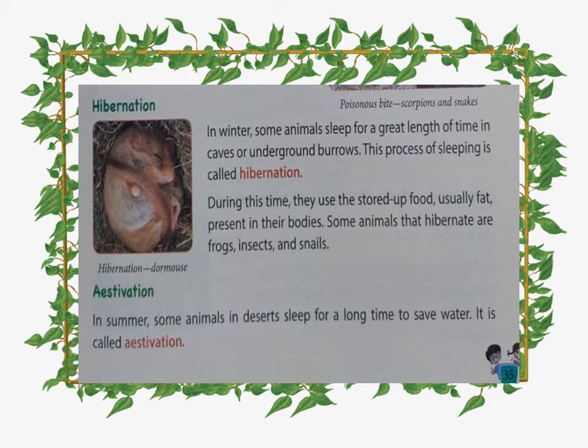Another process is estivation. Estivation is called summer sleep. Hibernation is winter sleep, while estivation is summer sleep. In some animals, like desert animals, they go into a long sleep to save water. It is called estivation, and it is performed by animals in the summer season when there is scarcity of water in their habitat.